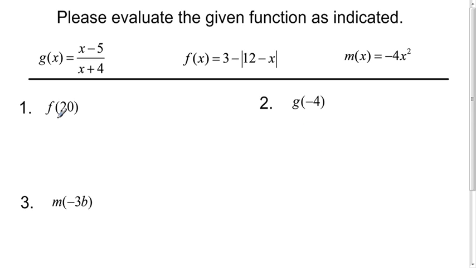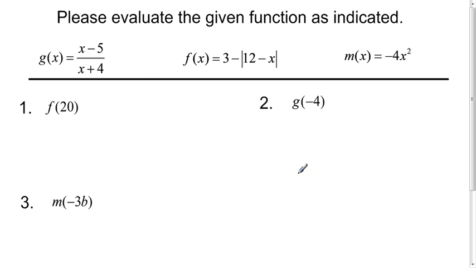And here we are asked to evaluate what is read f at 20 in problem number 1. Problem number 2 is g at -4, or g of -4, it could also be read. And in number 3, a little different, m at -3b. And we notice here that this input value has a variable in it, where the input values in these previous problems are just very simply integer numbers.